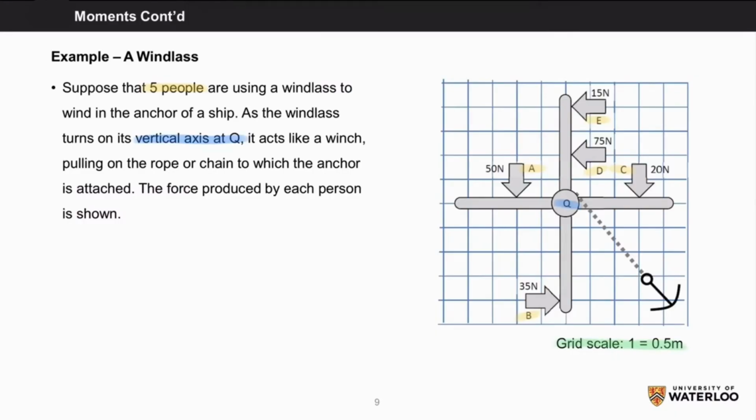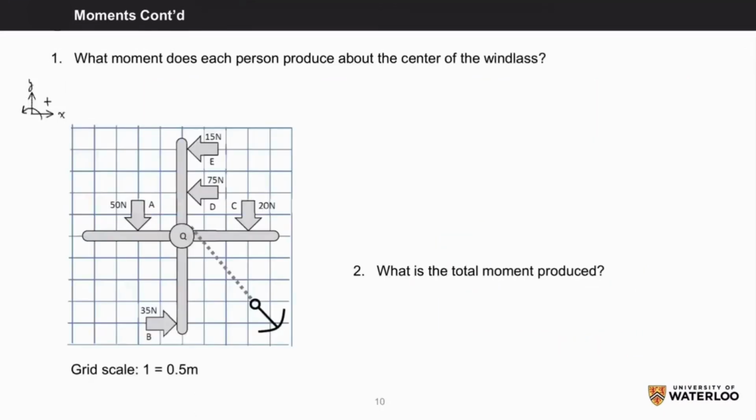And I'll write down our positive sign conventions to remind us that counterclockwise is positive. There are 4 questions that follow this example, and I'd suggest that you pause at each one to try to answer it for yourself before I walk through the solution. The first question asks, what moment does each person produce about the center of the windlass?